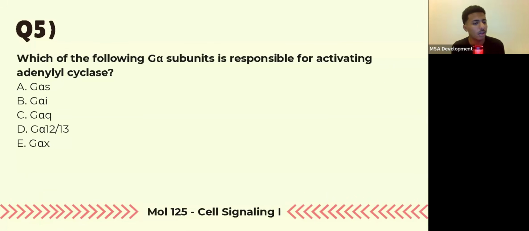Okay, what if it was related to smooth muscle relaxation, for example? It's going to be option D, which is G alpha 12, 13. And finally, G alpha Q is going to be anything about calcium, PIP2, IP3, DAG, whatever.